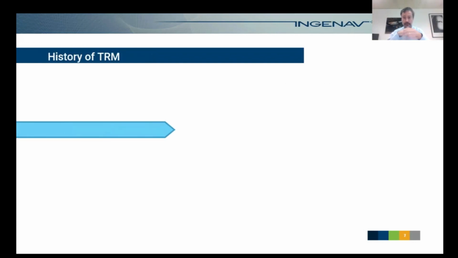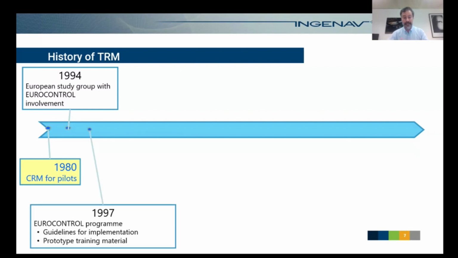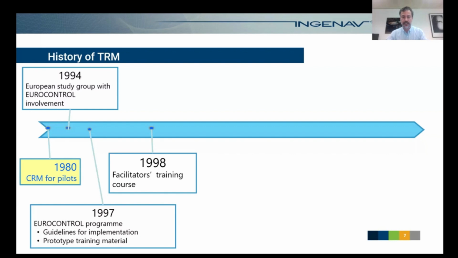and looking a bit into a timeline in the 90s. So it took around a decade. Eurocontrol in Europe started thinking about how we can transpose or transfer CRM into ATC. By 97, there was a program which is, let's say, 80% similar to what we're doing today. The core was set there. Facilitation courses started the year after.